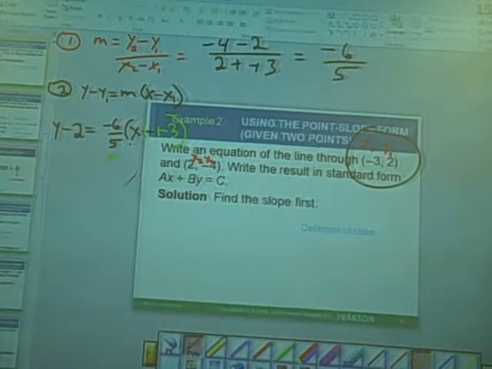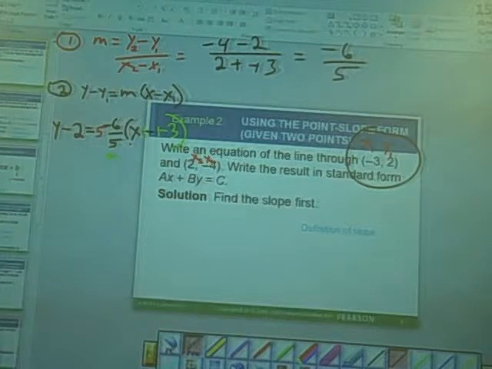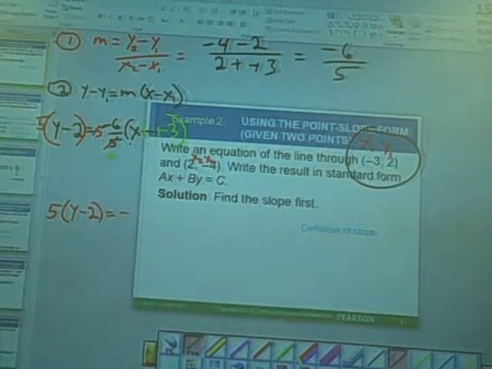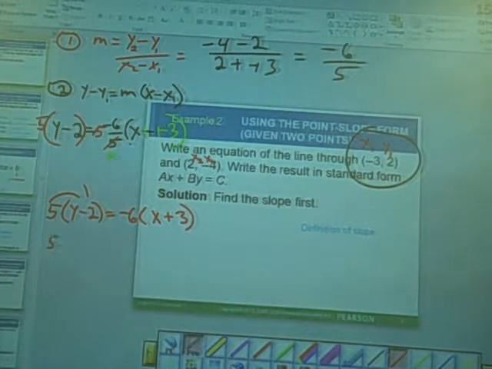Now at this point, we've got this fraction to deal with. So what helps is to go ahead and multiply both sides times whatever this denominator is. So we're going to multiply both sides times 5. But when you do that, you have to put parentheses around that left side. So the 5's cancel here. And so basically what we have is 5 times (y minus 2) equals -6 times (x plus 3). And then we can distribute from there. Then we get 5y minus 10 equals -6x minus 18.